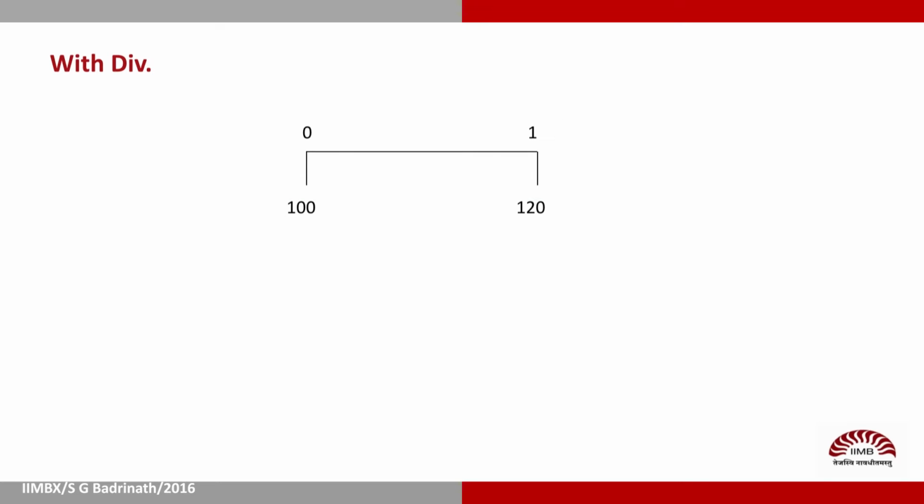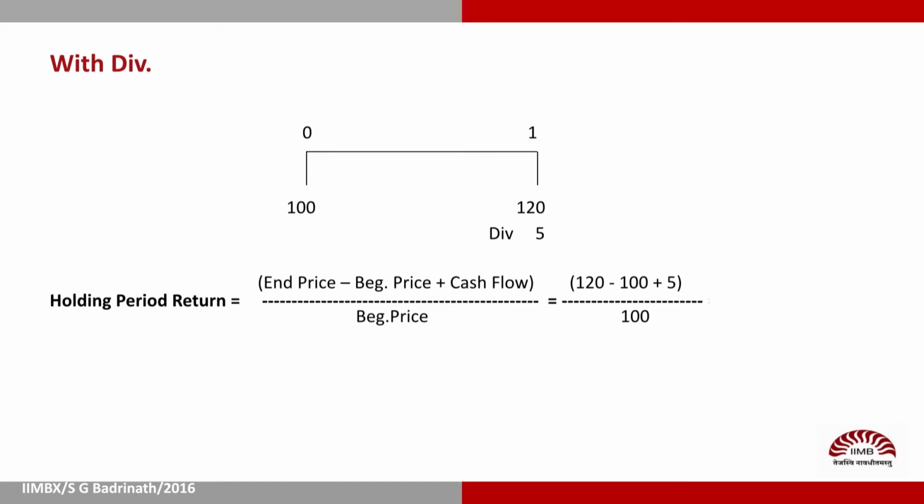Let's skip to the next slide, where in addition to a price appreciating from 100 to 120, there is also a cash flow called a dividend of $5, or 5 rupees, that is paid at the end of this period. How does that affect the rate of return? All you have to do is add it back into the holding period return calculation. The 5 goes back in here, and now instead of 20%, there is an additional 5% incremental growth, so you have a 25% rate of return on this thing.